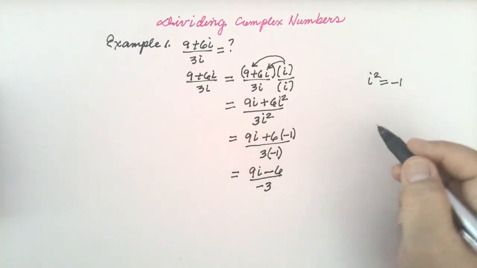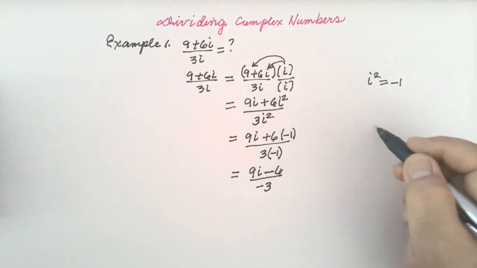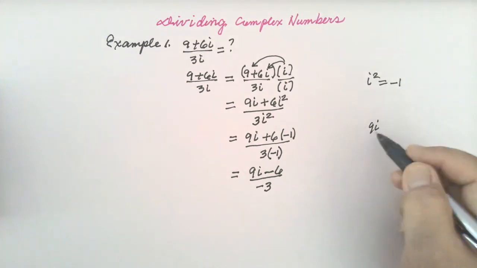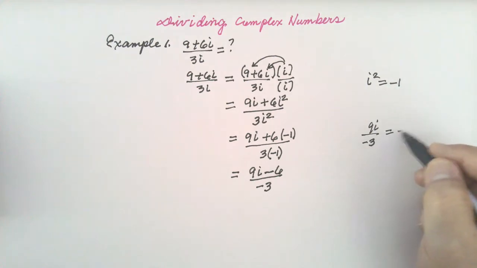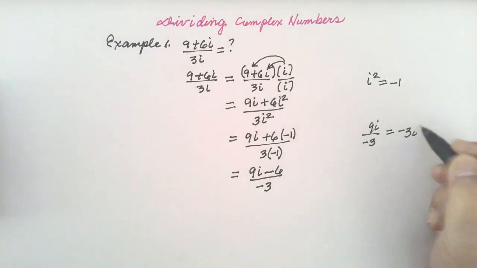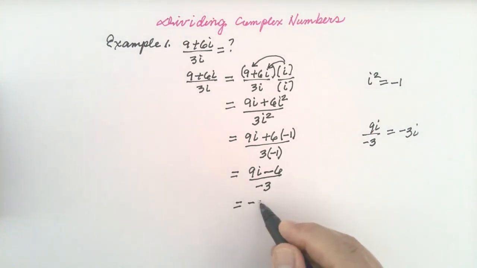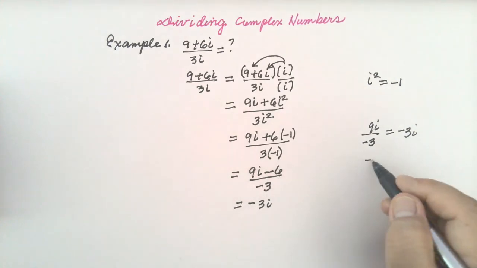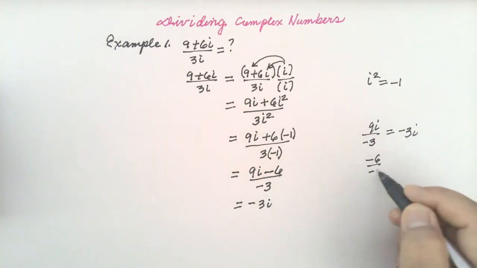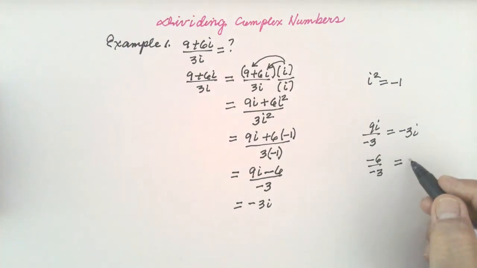Okay, then divide 9i by negative 3. 9i over negative 3 is equal to negative 3i. So we have here negative 3i. Divide negative 6 by negative 3. Negative over negative is positive, so this will become positive 2.